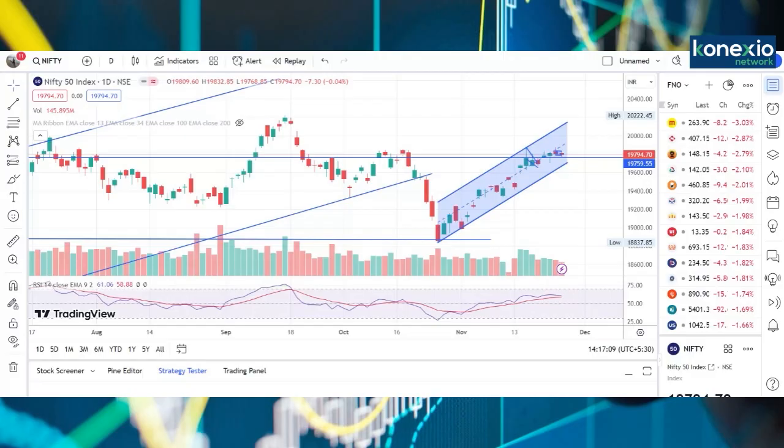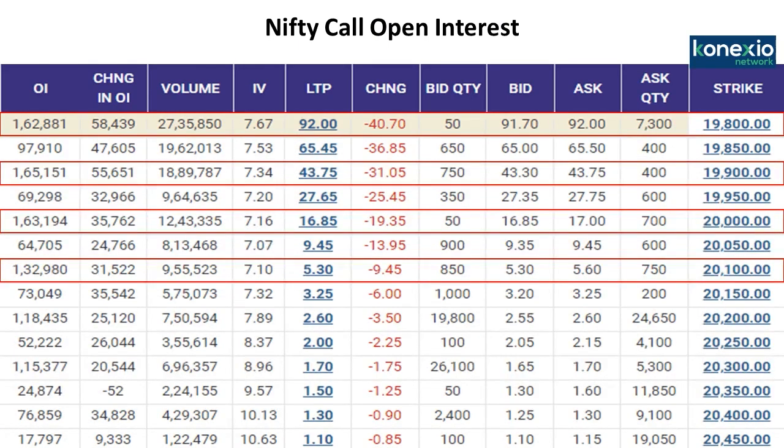So friends, now let us discuss the derivative data of Nifty calls. You will see on the screen in Nifty calls, the action was seen in 19,800 calls, 19,900, 20,000, and 20,100 calls. Now, here you can see there is a drop in the option premium. Implied volatility is very low. It is between 7.10 to 7.67. There has been a rise in the volumes, a rise in the open interest.